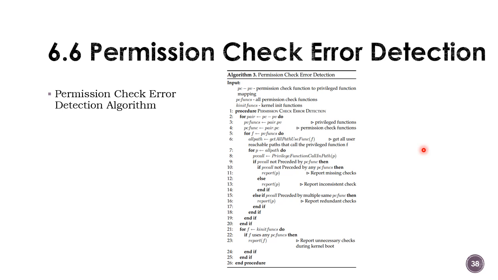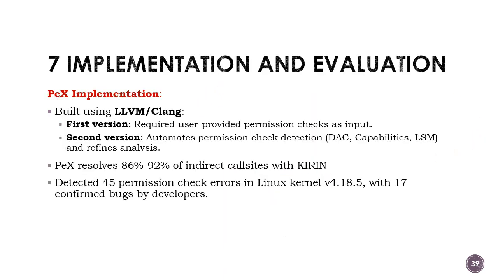And this is the last part of chapter 6. This is the algorithm of the permission check error detection for your reference. Next, we'll introduce the paper's implementation and the evaluation metrics.